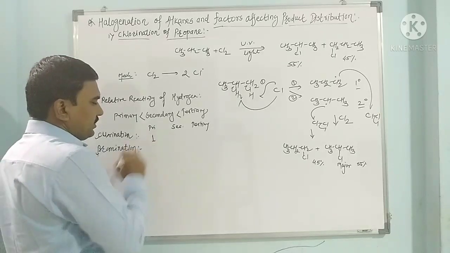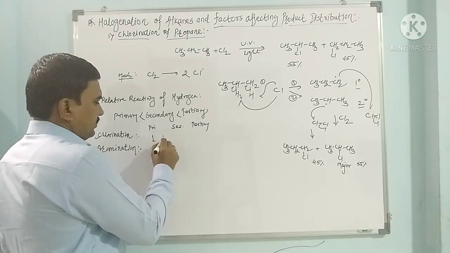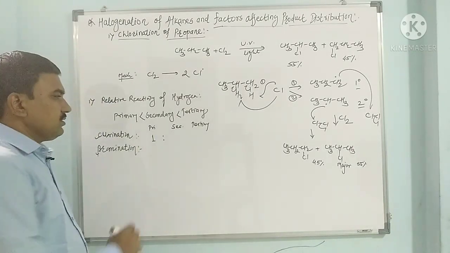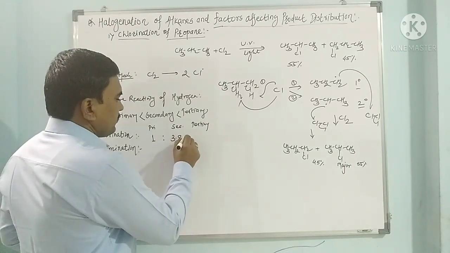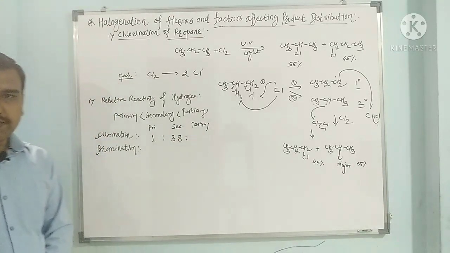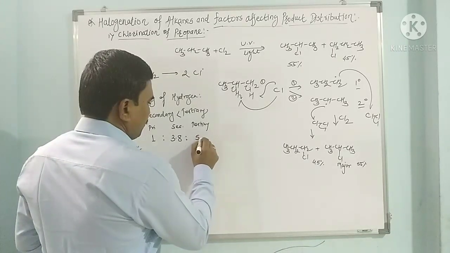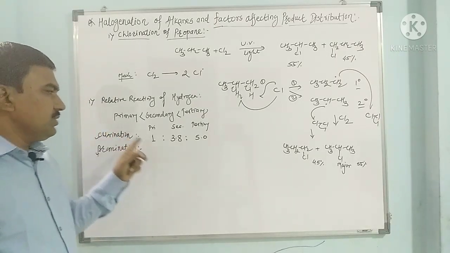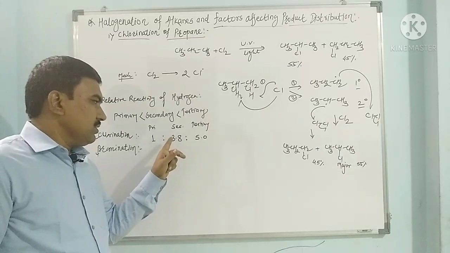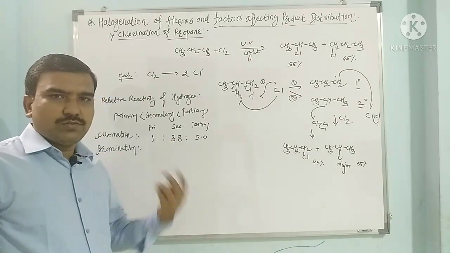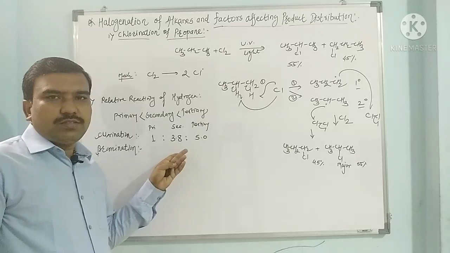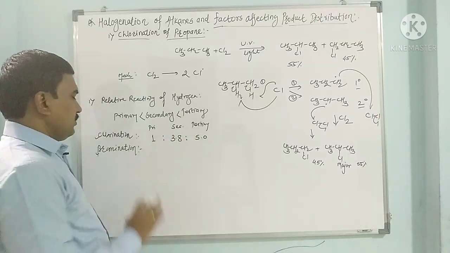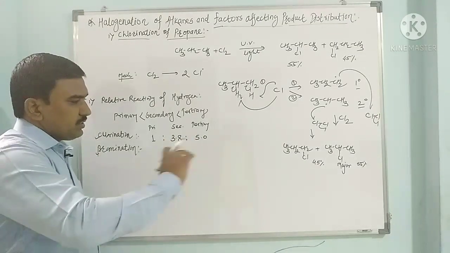If one primary proton is abstracted or reacted during the chlorination, meanwhile 3.8 secondary protons can be reacted and tertiary protons 5.0. So see here, when one primary proton undergoes chlorination, then 3.8 secondary protons undergo chlorination, or they may be lost or reacted during the chlorination, then the tertiary. So the tertiary is highest. But see here, the bromination has a somewhat different trend.